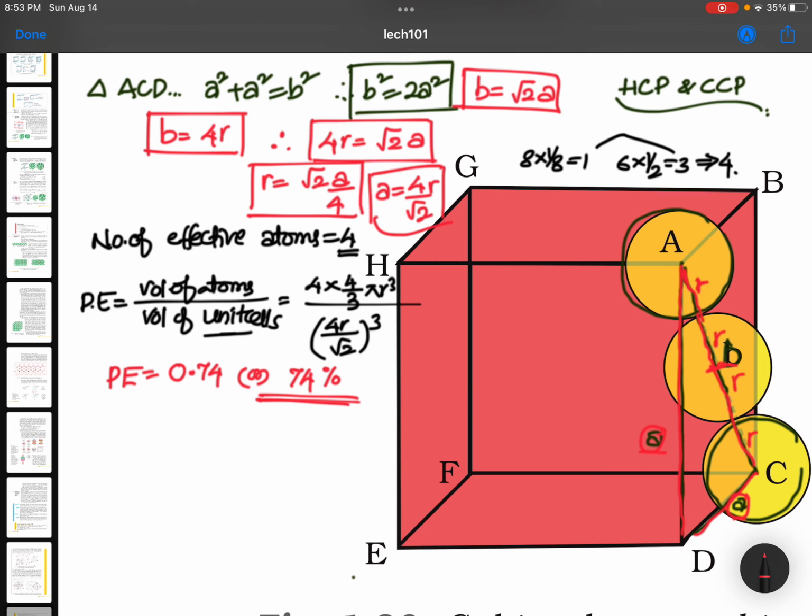And the mathematical simplifications like R is equal to A by 2 root 2, such kind of things also you can make. Very, very important. You need to remember all this. Number of effective atoms are 4. Packing efficiency is equal to volume of atoms by total volume of the unit cell. That is equal to 4 into 4 by 3 pi r cube, divided by 4r by root 2 whole cube. So when you are solving this, you will be getting 0.74 or 74%. It is better than body center and simple cube.